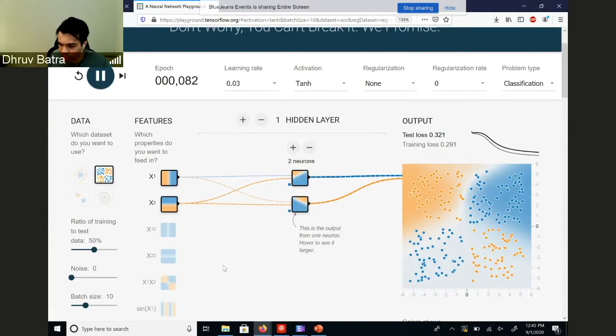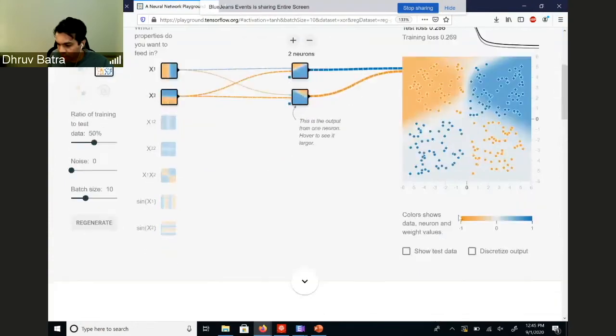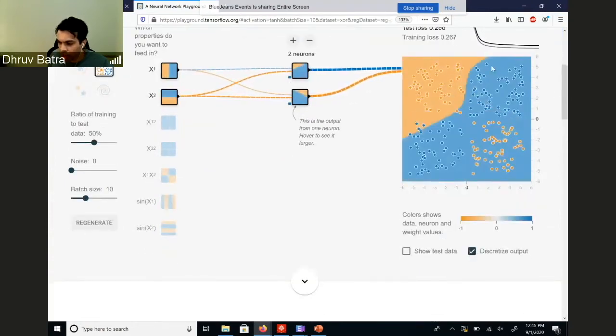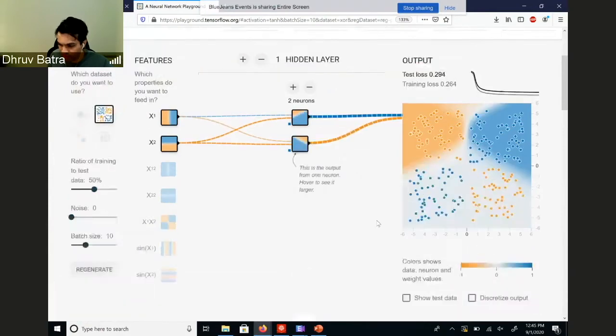So we're getting a little bit better. Our losses, notice, were in the 0.5s. Now they're better. Our test loss, of course, is higher than training loss, but let's discretize the output. We're starting to see at least a curved decision boundary. Initially, it was just a linear decision boundary. This was positive. We're still not doing too well.